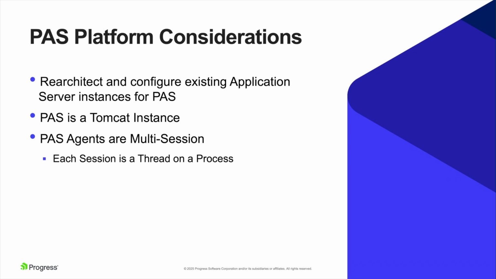I'd like to talk a little bit about some considerations with regard to the PAS platform itself. The PAS platform is a completely different platform from the classic app server. It is rooted in Tomcat, and it is a specially formulated Tomcat instance to support OpenEdge applications. And one of the big differences between PAS and the classic app server is that PAS is a multi-threaded environment. In classic app server, you had a single agent that was tied to a single process. With the PAS app server, you have a multi-session agent that supports multiple OpenEdge sessions.